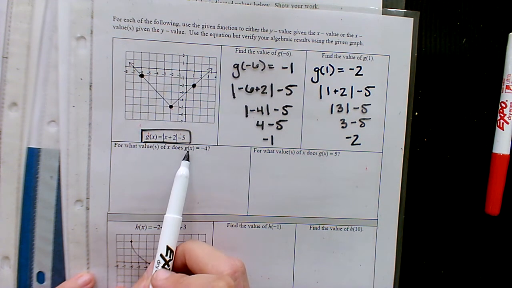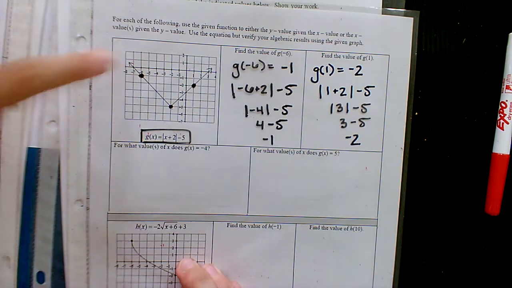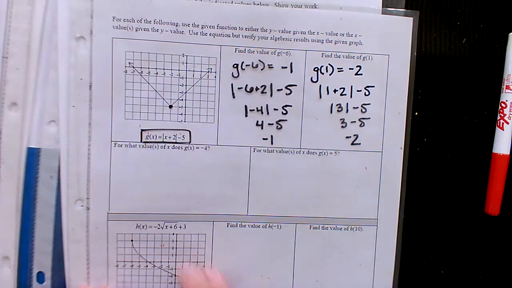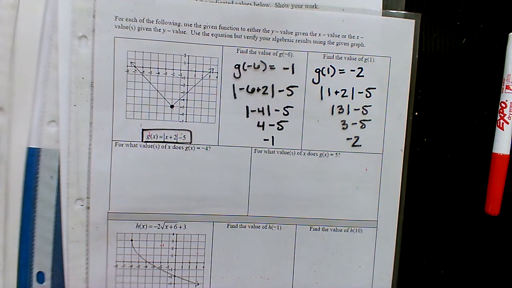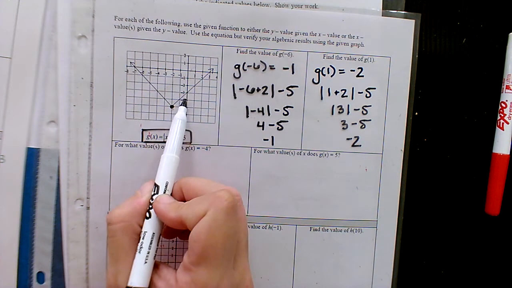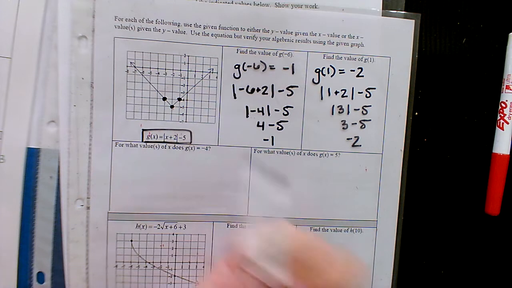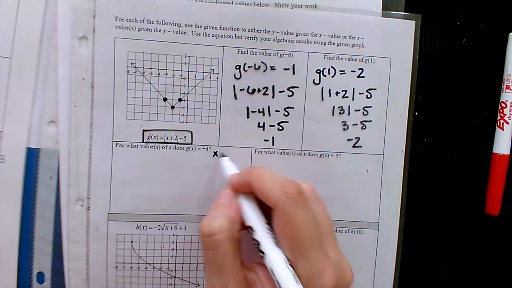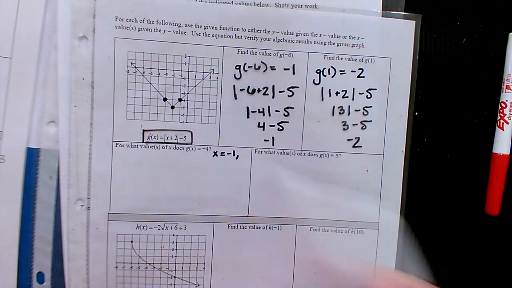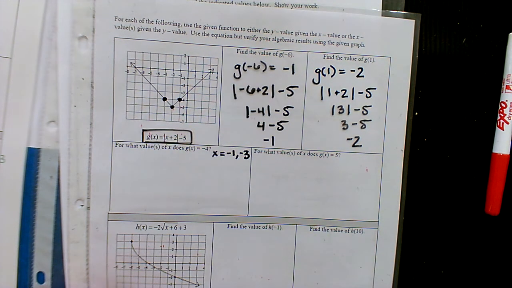What about the next one? g of x equals negative 4. What should we be anticipating for that notation? What does the negative 4 represent again? A y value. So this time we have a y value of negative 4. And if we take a look at the graph, we should have two solutions. It looks like our x solutions should be negative 1 and negative 3. That's based off the graph.